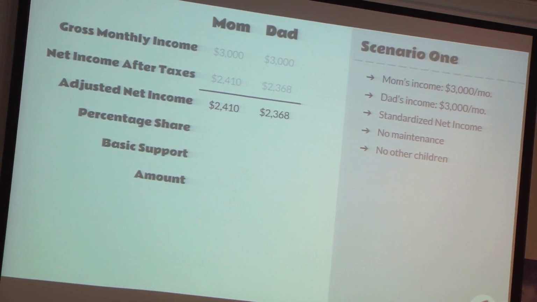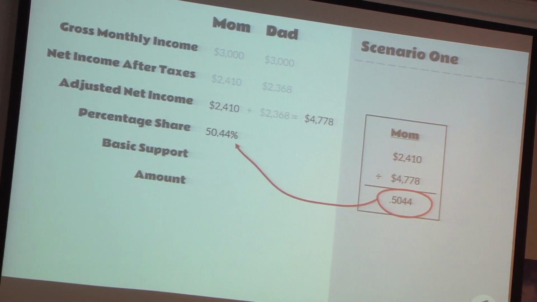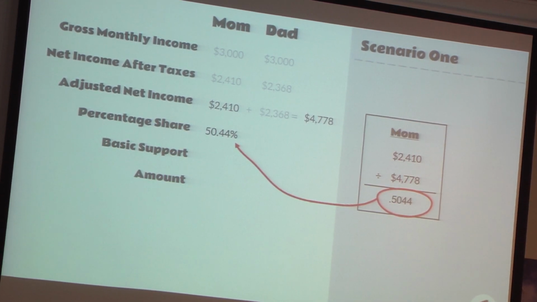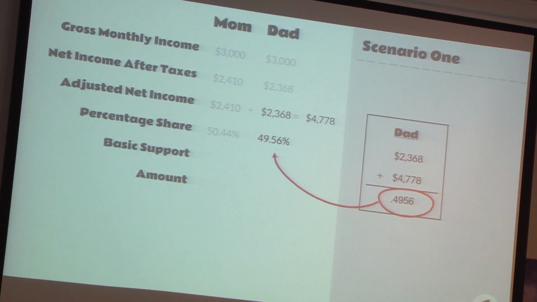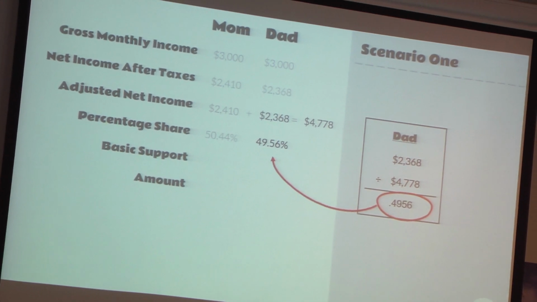So we know what we have for mom. We know what we have for dad. We're going to add them together. We're going to figure out the split in income, right? So how much mom has after taxes divided by the total income. Same thing for dad. His income divided by the total income.